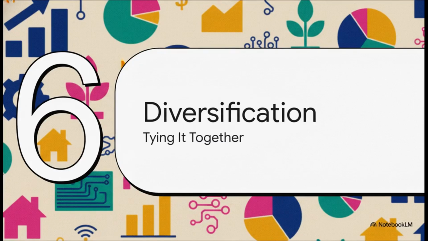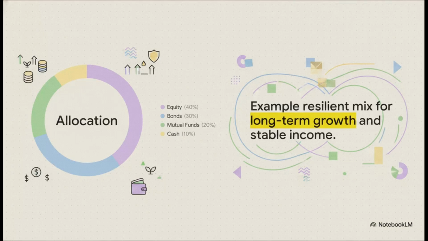Finally, Chapter 6, Portfolio Diversification, tying it all together. And this brilliantly illustrates the climax of her entire journey. Diversification is the deliberate, calculated strategy of spreading investments across different asset classes to minimize overall volatility and reduce risk. Rather than betting her entire surplus on one single tech stock, she creates a beautifully resilient mix.